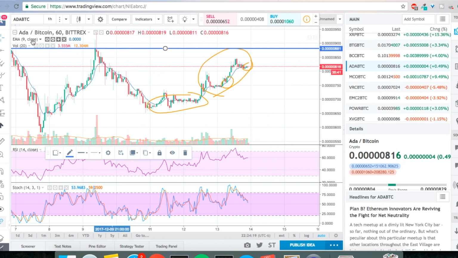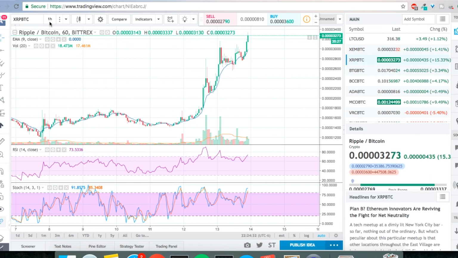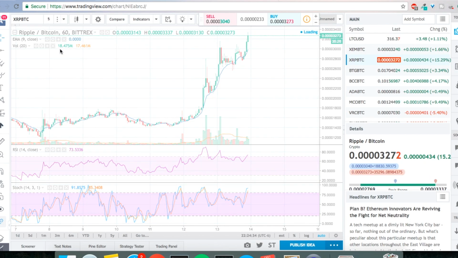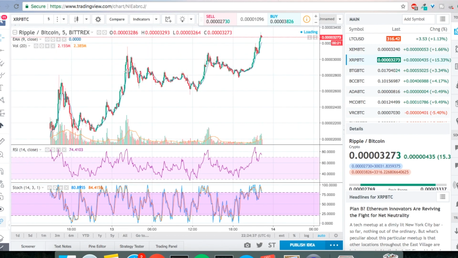As you can see here, Cardano, same pattern, cup formation. We don't know if it'll form the handle, but it's a cup formation currently. And then we'll take a look at another coin that did break out yesterday. So here is a coin that you could have day traded. You can also day trade these cup and handles, because sometimes they're more volatile during the day.